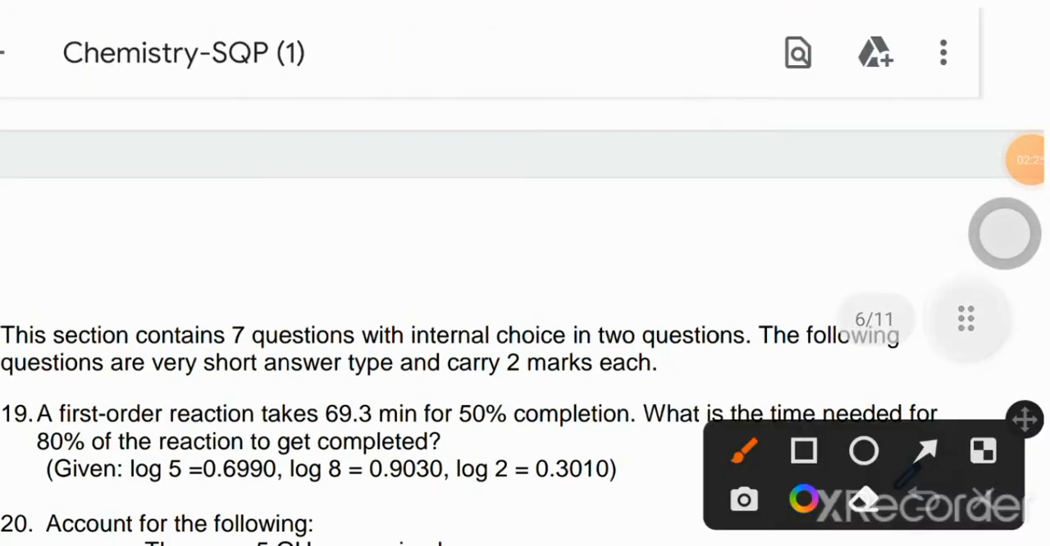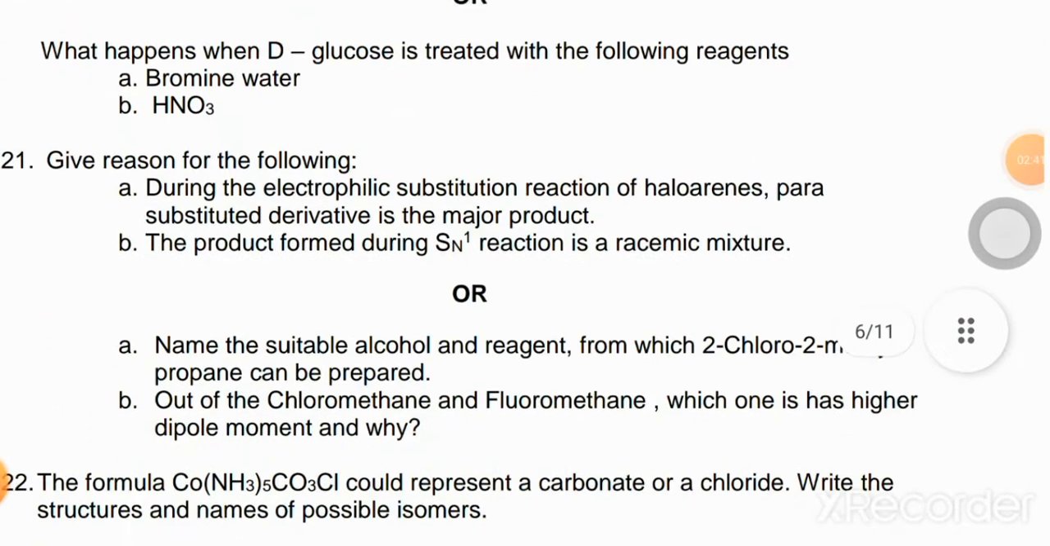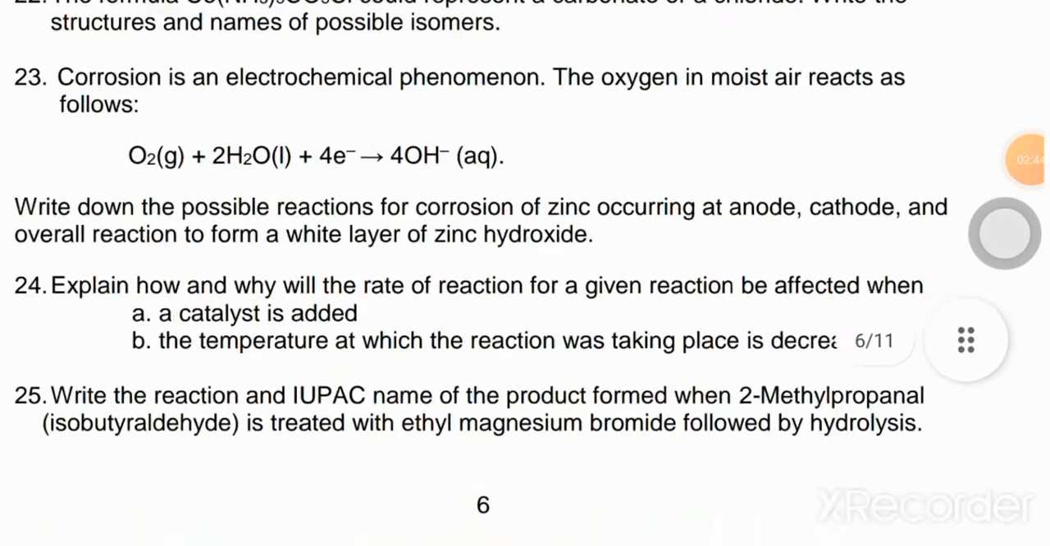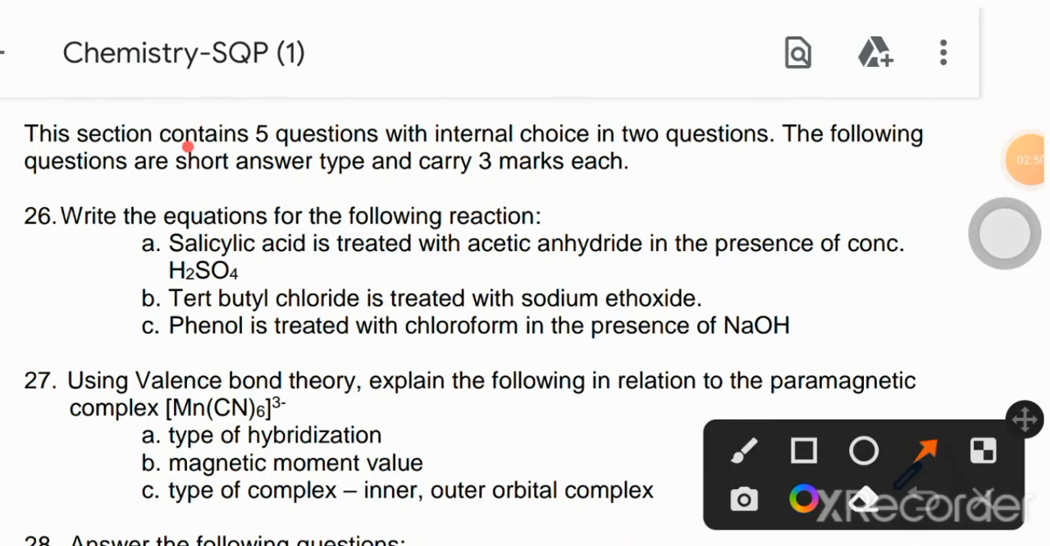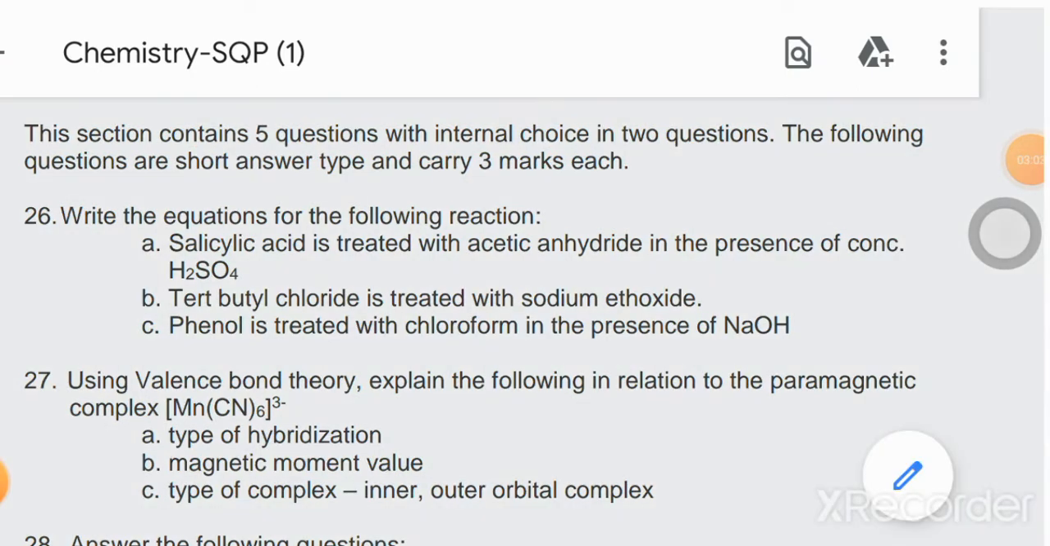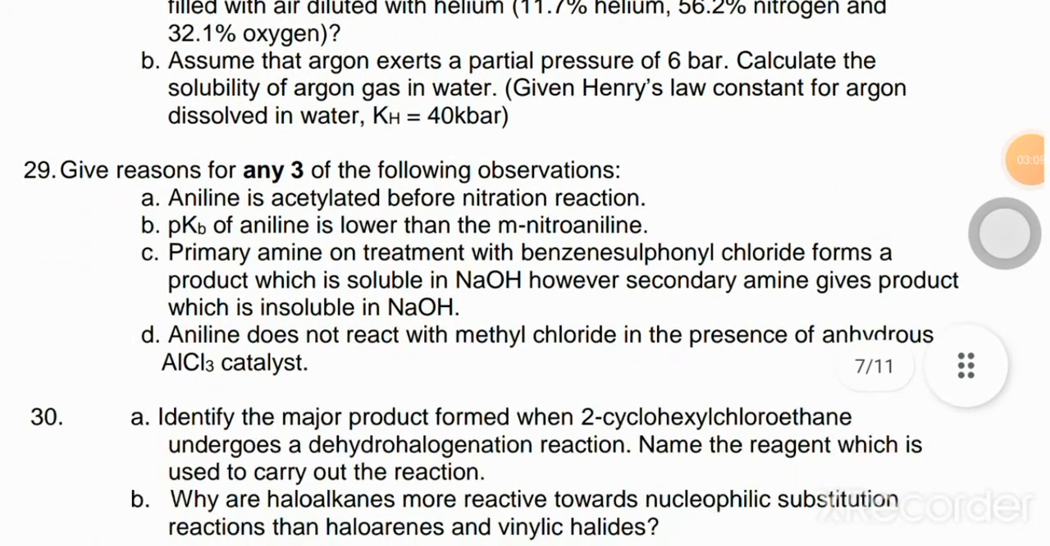Next, Section B has 7 questions, with 2 questions having internal choice, and each question carrying 2 marks. Question number 20 is internal choice, and question number 21 is internal choice. Next, Section C contains 5 questions. In these 5 questions, 2 questions have internal choice, and each question carries 3 marks, that is question number 26 to question number 30. So these are the 3 mark questions.